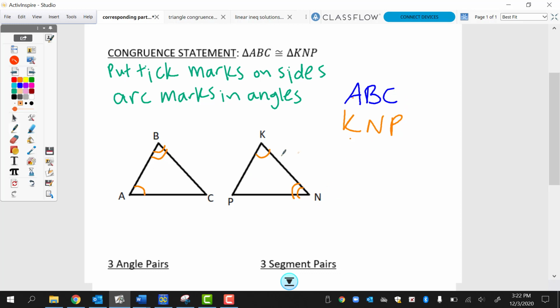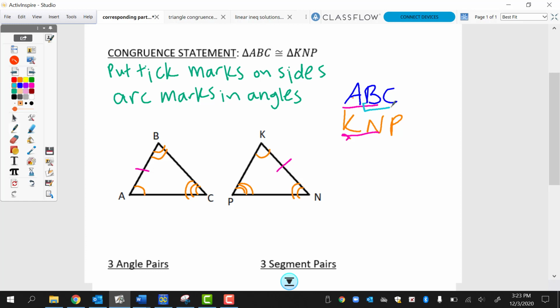And then C and P, well, I've already used one, and I've already used two, so now I'm going to put three in that corner. And then C and P, they go together, so I'm going to put three in that corner. I'm also putting, like we said, tick marks on the sides. So how do I know which sides are congruent? Well, the first two letters, because we name segments with two letters. So between A and B, I'm going to put one tick mark. And then that's going to match up with whatever was listed first, the first two letters on here, K and N. K and N's right here, I put one. They match up.